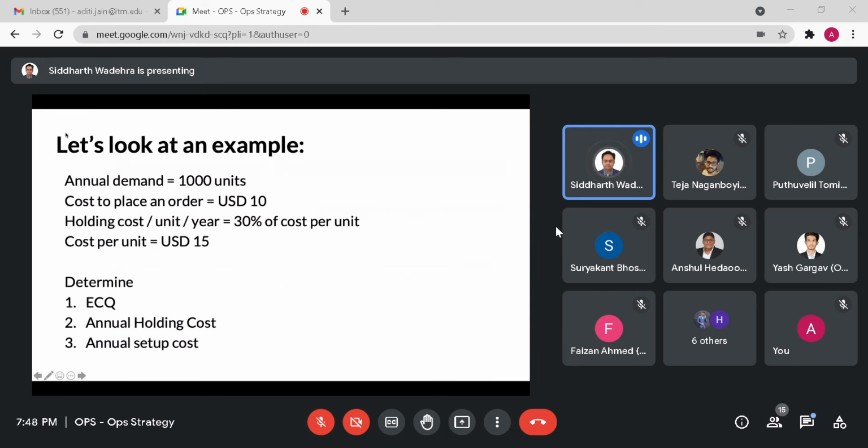Let's apply this to see the mechanics of how you would calculate the EOQ for a particular company, and let's practice this calculation based on the problem we have here. The annual demand is 10,000 units.